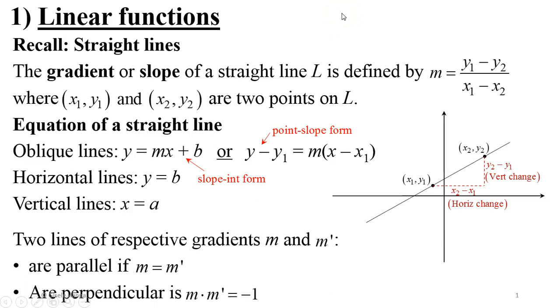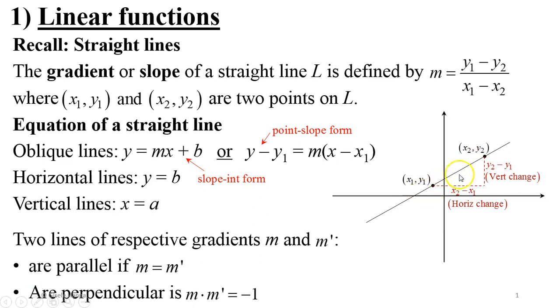Okay, so in this lesson, we're going to discuss linear functions, but first I'm going to start by recalling some main characteristics of straight lines that you already know from previous years. Now, you know that the gradient, which means the slope of the straight line, is defined by the quotient of the vertical change divided by the horizontal change between 2 points on the straight line.